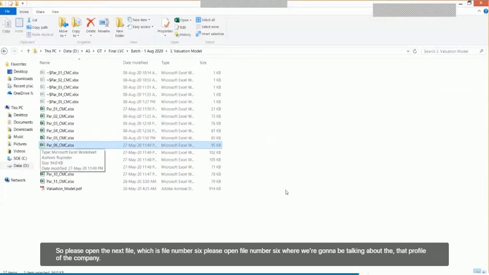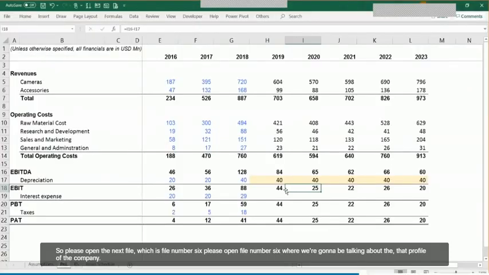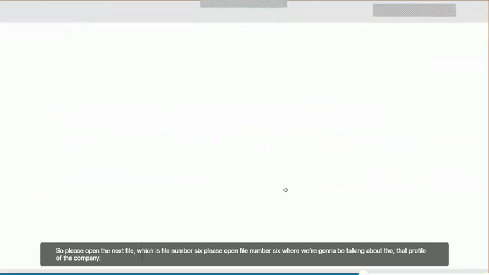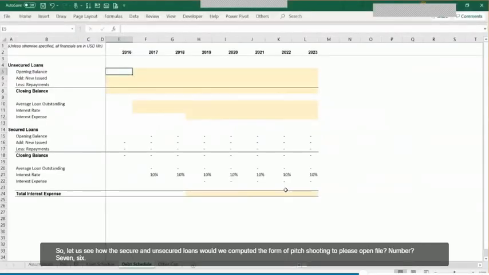We're talking about the debt profile of the company. So let us see how the secured and unsecured loans would be computed in the form of debt schedule. So please open file number 6.